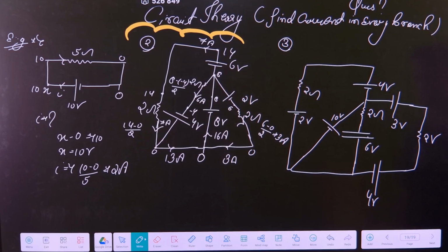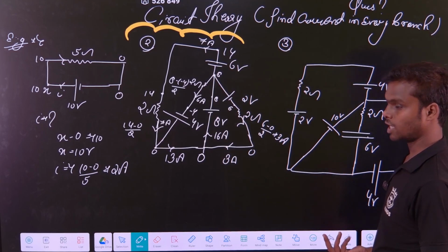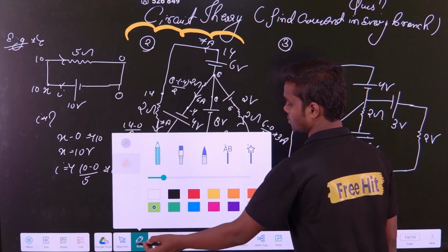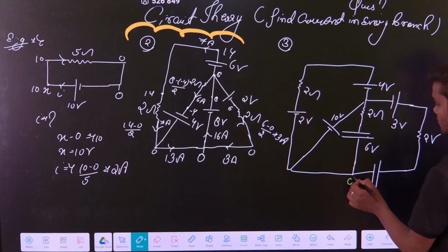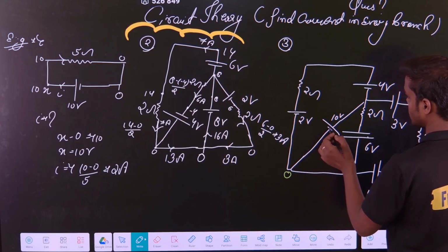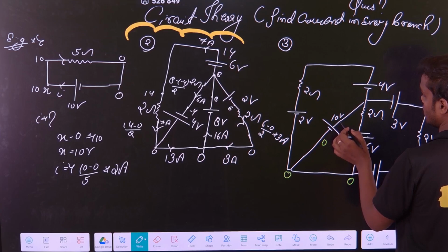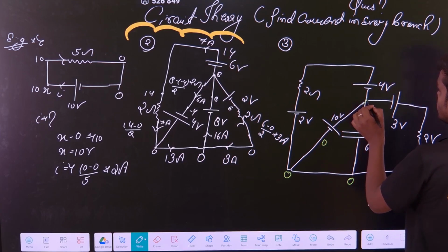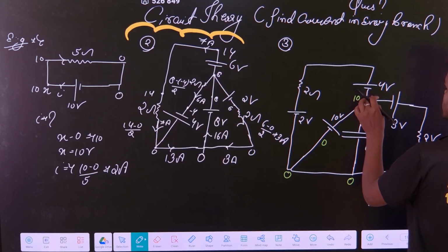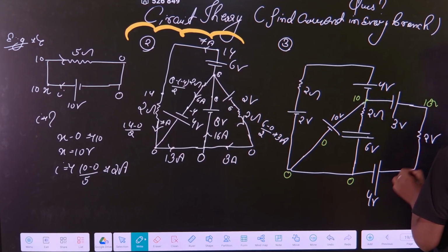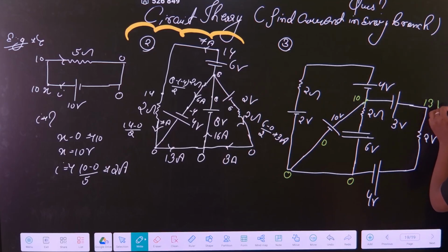So what is the way you have to do? Assume 0 at one point, any one point where you think. So let me take 0 here. If this is 0, this is also 0. If this is 0, this will also be 0. This terminal is at higher potential, so 0 plus 10 volt, this potential will be 10 volt. Similarly here, if it is 10, then this is 3 volt. This is again at higher terminal, so 10 plus 3, that is 13 volt, correct?